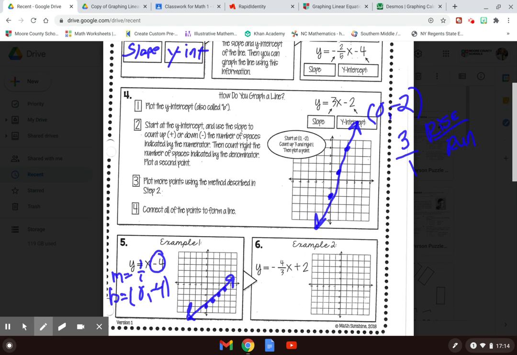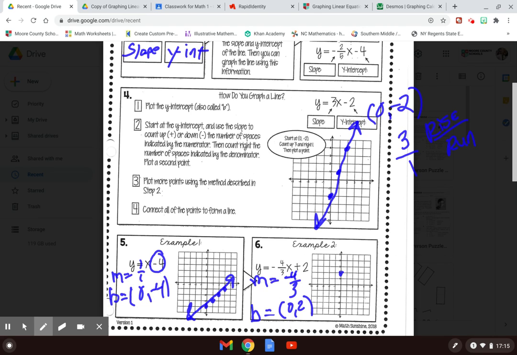If we look at the next example, I have y equals -4/3 x plus 2. So here my m value, or my slope, is going to be -4/3. And my y-intercept is going to be (0, 2). Okay, so I start at (0, 2), right here on my y-axis. Now, this is -4/3, so that means I'm going to go down 4 and over 3.